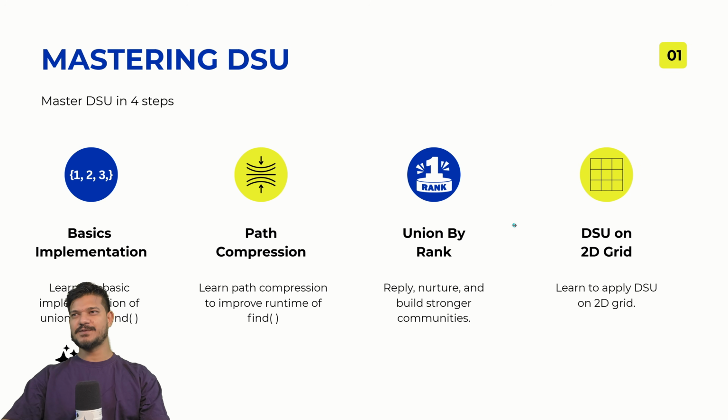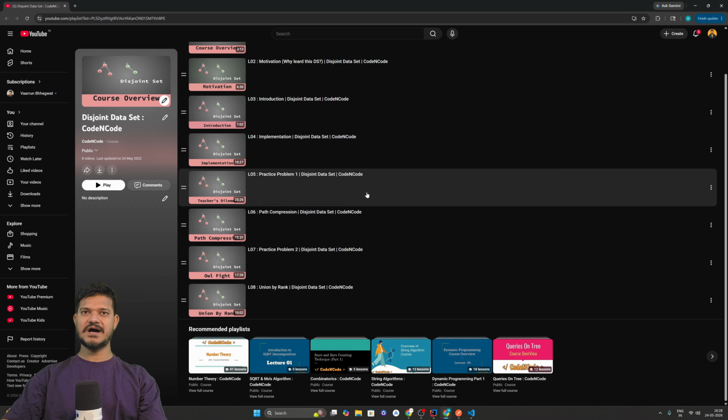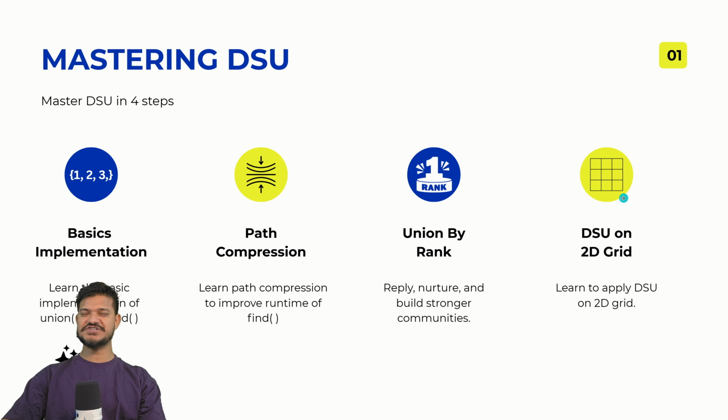These are the basic implementation and then 2 optimization techniques on disjoint set union. Finally, DSU on 2D grid, basically applying disjoint set union on a 2D grid. You can learn that also. I haven't covered it yet, but by the time you reach here, I'll cover it and upload the video on this. It's very easy: if you have learned the basic implementation, you'll be able to apply this one very easily.